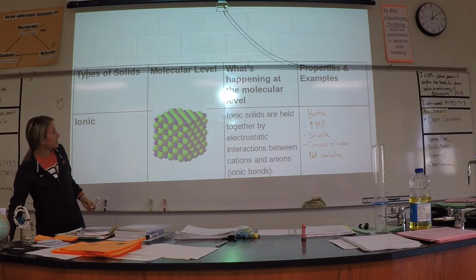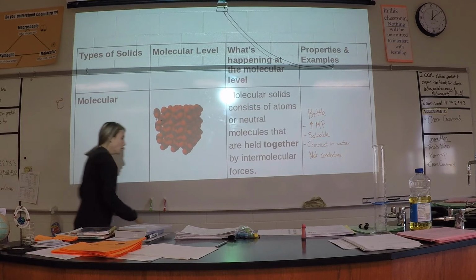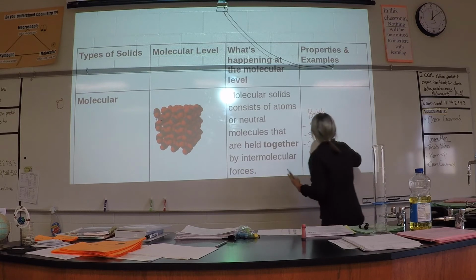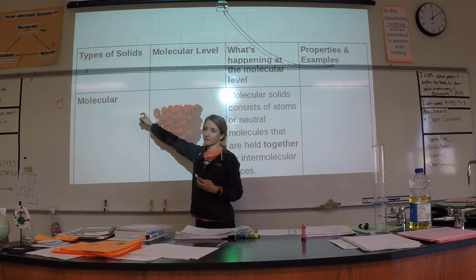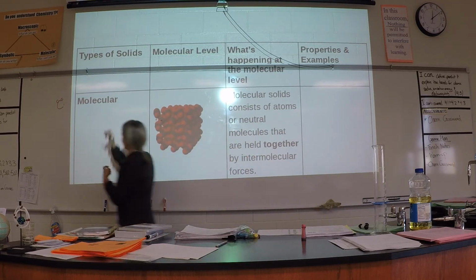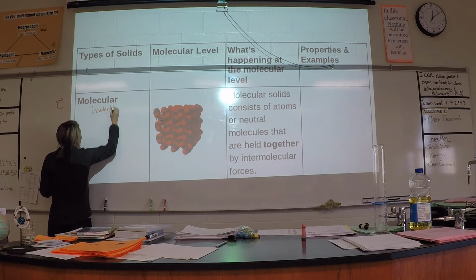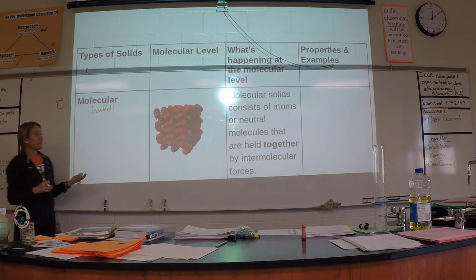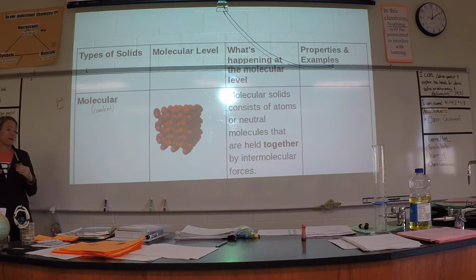Now, next one. So for covalent, this is now where things get a little new. Covalent substances can exist in two different forms. The one we've talked about primarily are known as molecular solids. So make a little sign out here: molecular means covalent. And these are the ones we're familiar with that we did in the labs. But a molecular solid is one that consists of atoms or molecules that are held together by intermolecular forces.